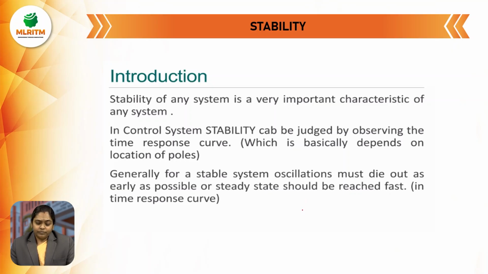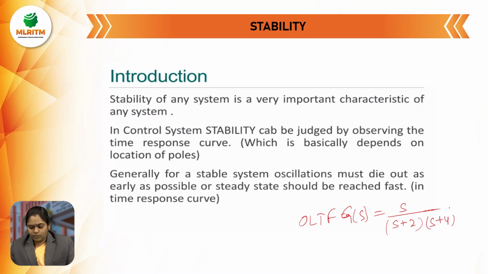What is meant by a pole and what is meant by zeros, we have already discussed in the introduction part, but let me review it with an example. I'm taking an open loop transfer function. The open loop transfer function is represented as G(s). Let me assume this is s by (s plus 2) into (s plus 4). Now, this is an open loop transfer function.